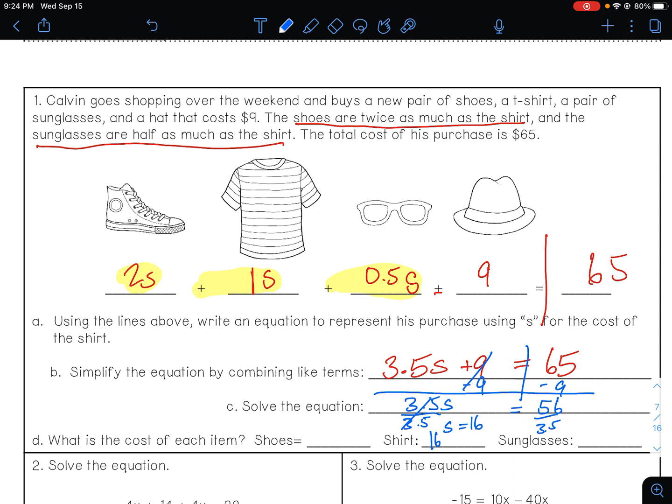The shoes is 2 times the shirt. So shoes is 2 times 16, right? That means 32. And the sunglasses are half the cost of the shirt. So half of 16 is 8.